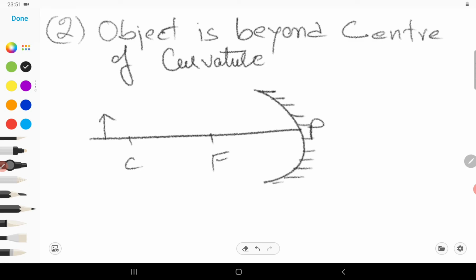So using the convenient rays, the first convenient ray which I am using is any ray parallel to the principal axis, right? After reflection it needs to pass through the focus. Here it is not as desired because this is not so perfect, right? So this is the first ray. The second ray I am taking through the center of curvature.